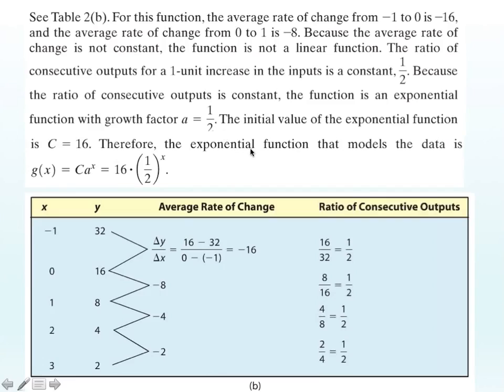And then if we look for the initial value, we're looking when x equals 0. And if we look at when x equals 0, we have y equals 16. So we know that our function is going to be 16, which is our initial value, multiplied by 1/2, which is our growth factor, raised to the x power, because we know that that is kind of the general form of an exponential function. We have our initial value multiplied by the growth factor to the x power.